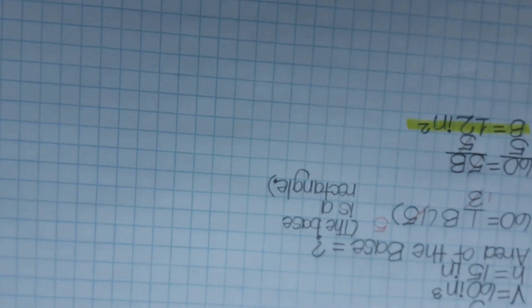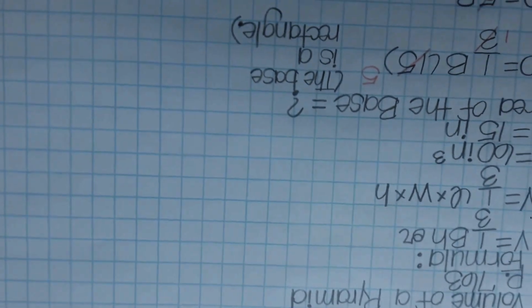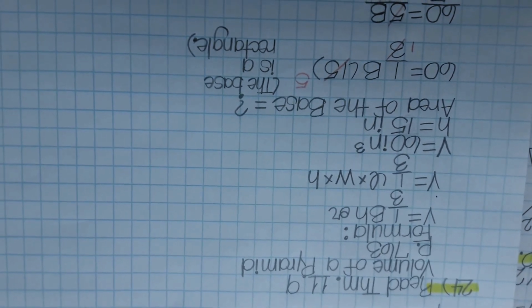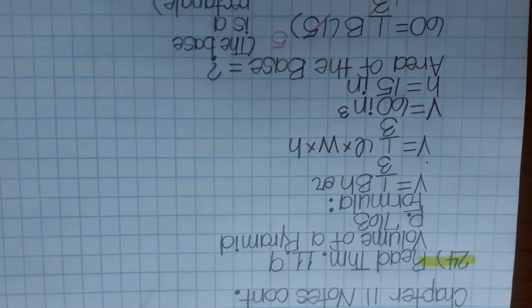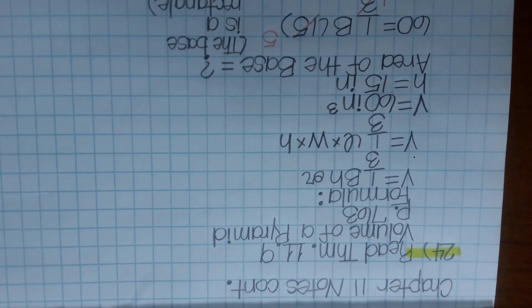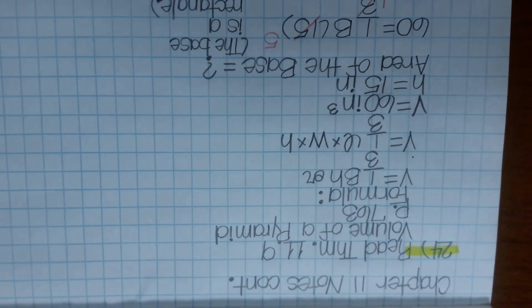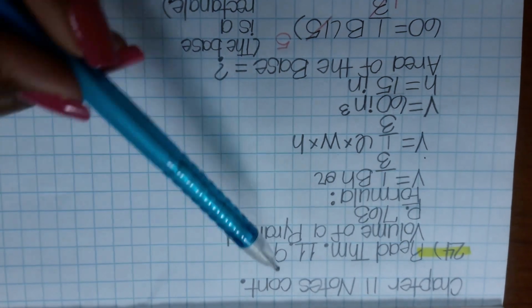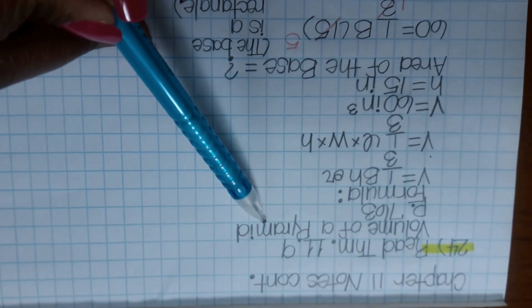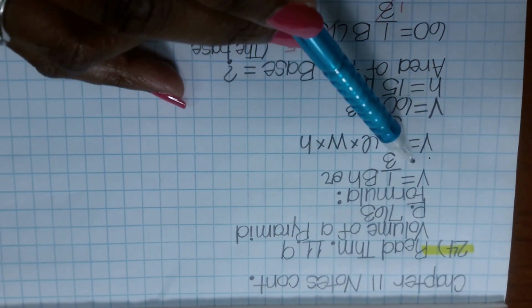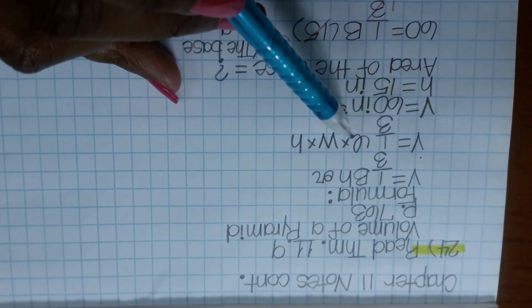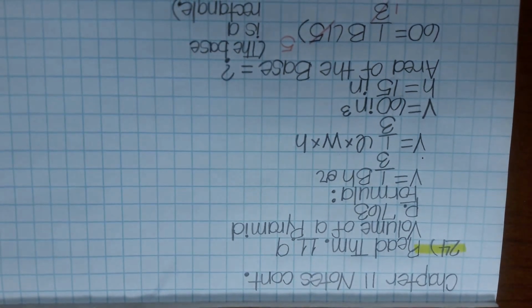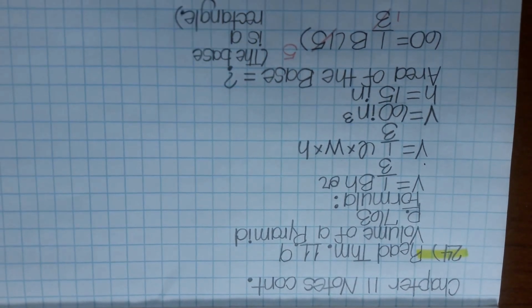Look at our last example, which is number 24. 24 says, the volume of a pyramid is 60 cubic inches and the height is 15 inches. Find the area of the base. You need to read Theorem 11.9, which is the volume of a prism, pyramid, and your formula is volume equals 1/3 base times height, or volume equals 1/3 length times width times height. So to find a pyramid, we need to use either one of these formulas.